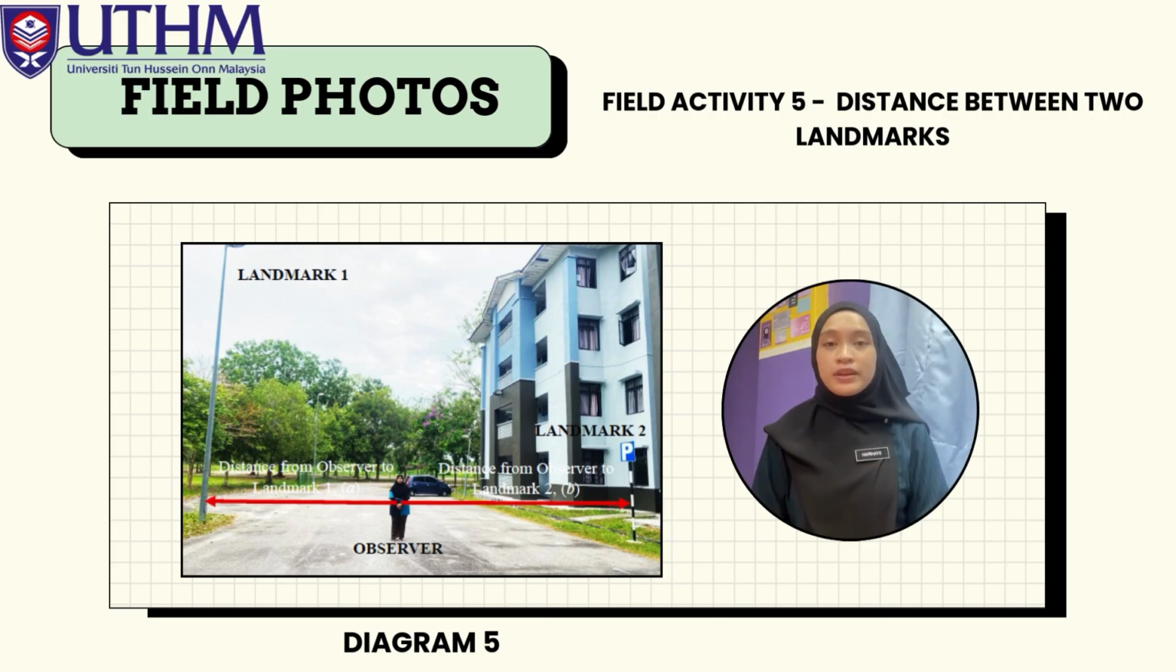The observer remains at a fixed position and measures the distance from the location to each of the 2 landmarks. These 2 measurements form 2 sides of a triangle. The remaining side of the triangle, which is the value we are trying to determine, represents the actual distance between the 2 landmarks. Since it is not possible to measure this distance directly due to obstacles, we apply a trigonometric method to calculate the unknown length accurately.